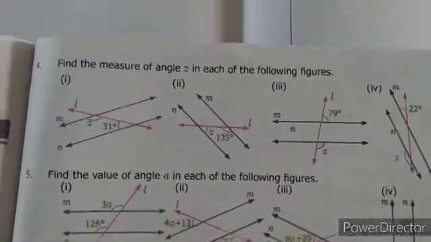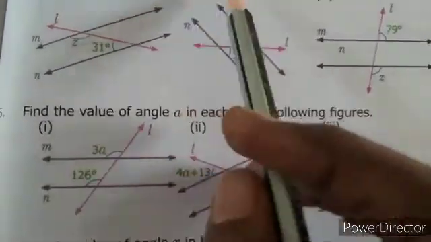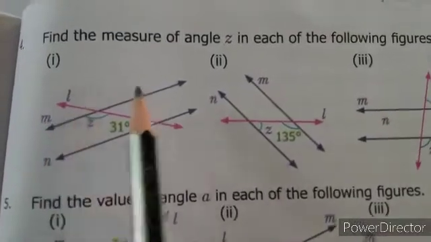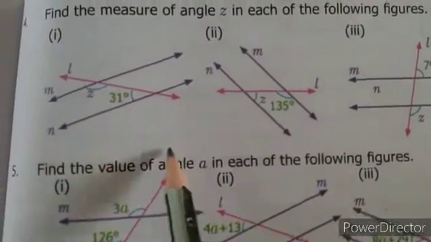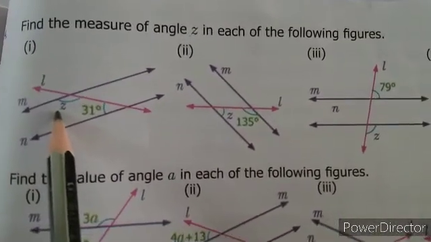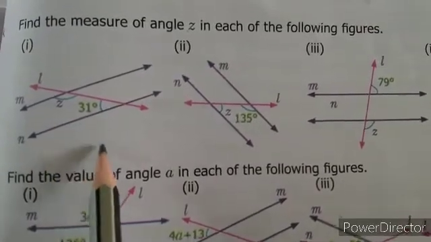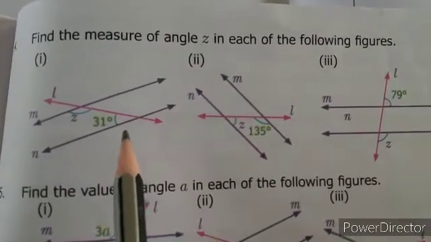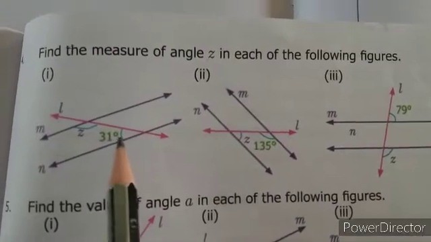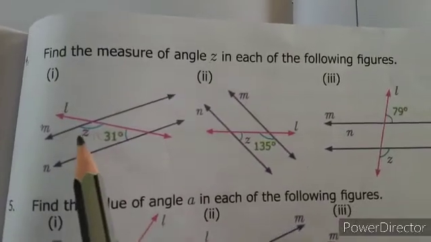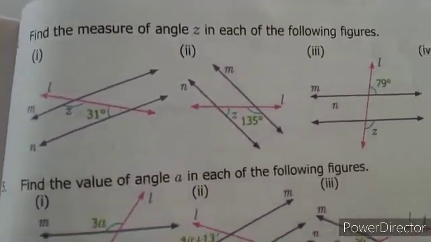Let's move to question number 4. Find the measures of angle Z in the following figure. What is given here? First figure, M and N are parallel lines and L is the transversal. Now here you have to find the Z value. The interior angles that lie on the same side of the transversal are supplementary. What is a supplementary angle? Supplementary angles, the sum of the angles should be equal to 180 degree. So 180 degree minus 31 degree gives you the Z value. Let's try this sum in your classwork note.